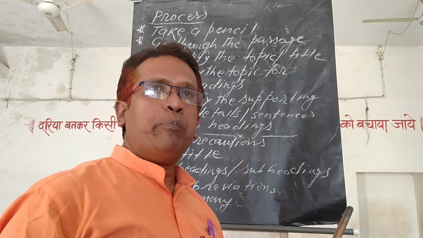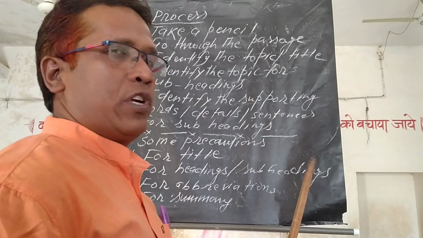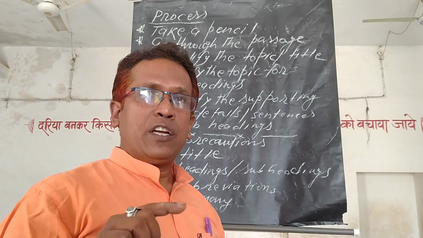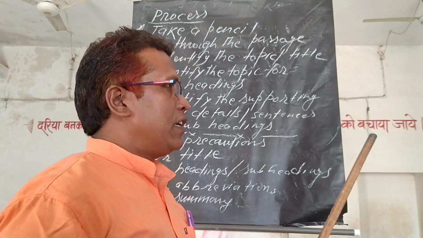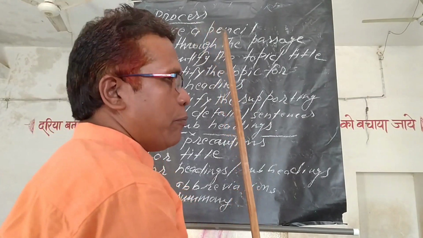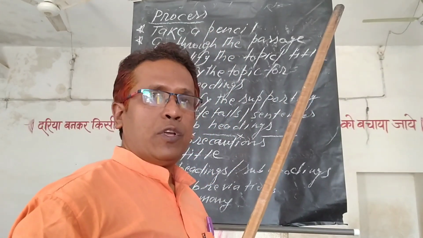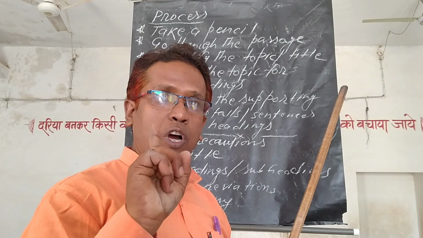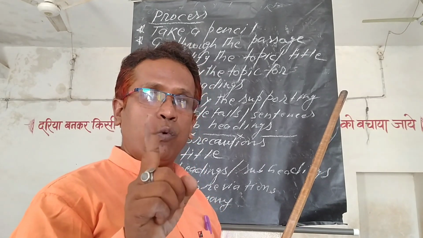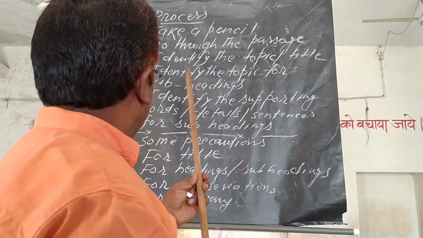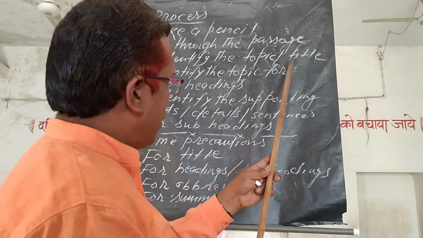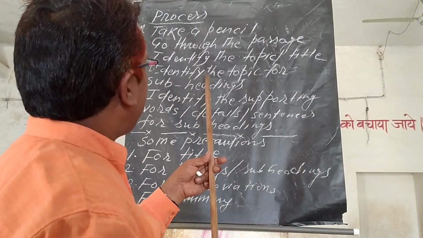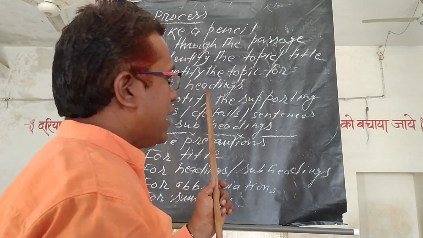Now come to the process of making a note. There are some steps to keep in your mind. First of all, take a pencil in your hand. Then go through the passage very carefully. Don't try to overlap, remove or drop any word or any sentence. After that, identify the topic or the title for the passage. And after this, identify the topic for subheadings.